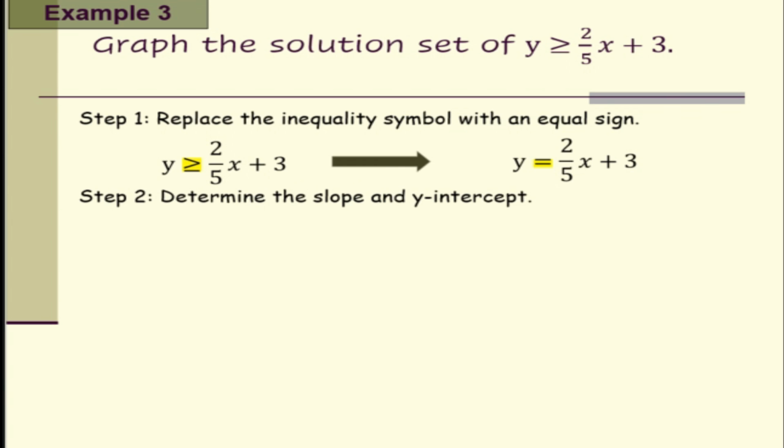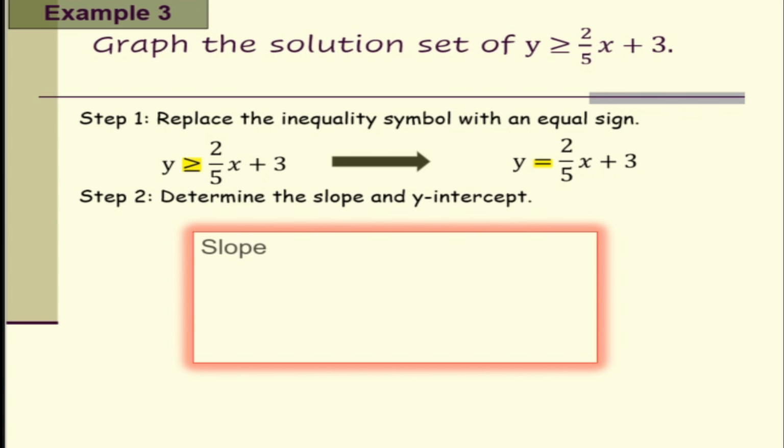Step 2, determine the slope and y-intercept. In this example, we can use the slope-intercept method to graph this inequality. From our previous lessons in quarter 1, we have graphed linear equations using the slope and the y-intercept. So in here, we just have to determine the slope and the y-intercept of y = 2/5x + 3. The slope is equal to 2/5 and the y-intercept is 3, or the ordered pair for this is (0, 3).